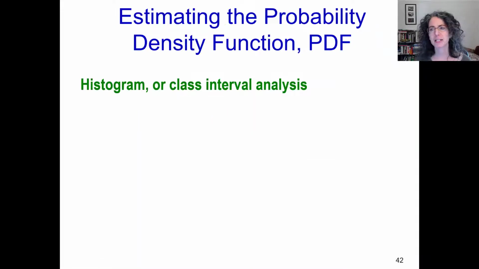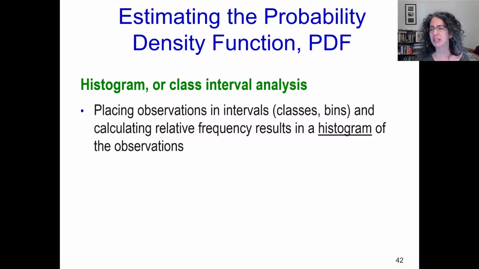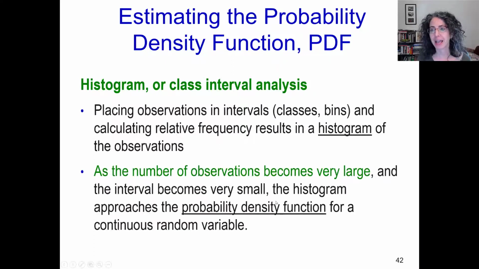So let's formalize the histogram. A histogram, or class interval analysis, is placing observations in intervals or bins and calculating the relative frequency in each bin, which results in a histogram of the observations. And then here's this phrase again, which I said would be repeated many times. As the number of observations becomes very large, and therefore the intervals can become very small, the histogram approaches the probability density function for a continuous random variable.